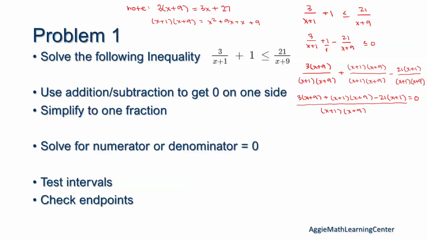So if we carry on, we'll look at this third term. If we've got negative 21 times x plus 1, that is equal to negative 21x minus 21, right?